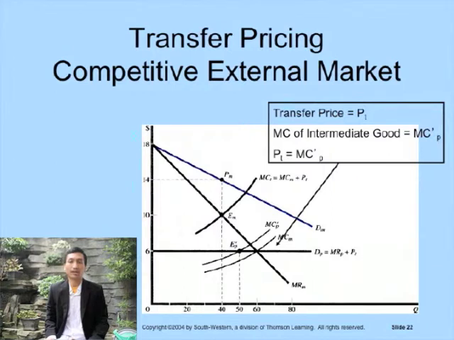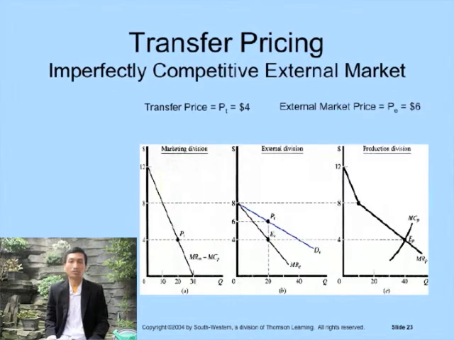When there is external demand for the intermediate products, the output of the production division need not be equal to the final product. This is the example of transfer pricing with a competitive external market, and this is the example of transfer pricing with an imperfectly competitive external market.